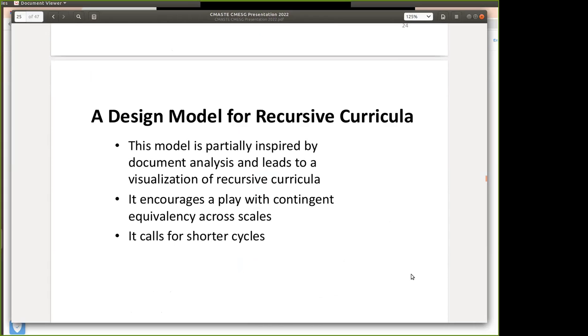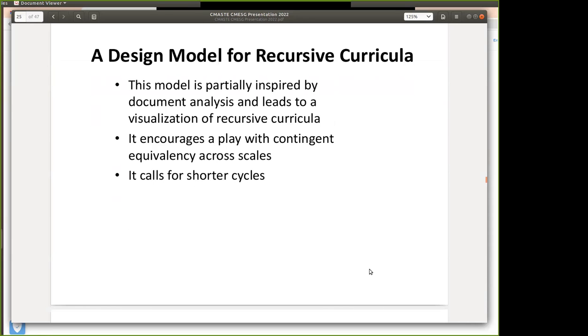Now I am presenting this design model for recursive curricula. This one is to try to encourage you to play with contingent equivalency across scales. It calls for shorter cycles, because otherwise, if you give too much time for each thing to display, then the connection between them in a sequence will become harder to establish. So let's take a look at some examples.